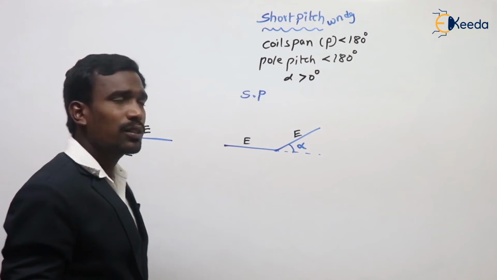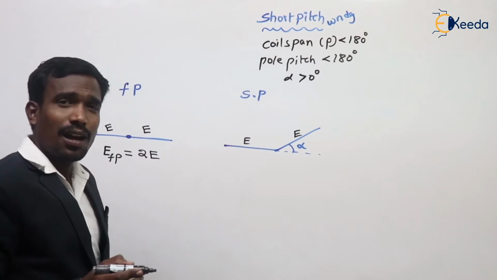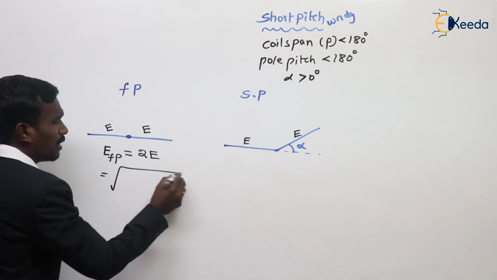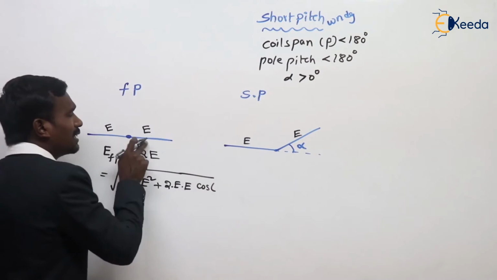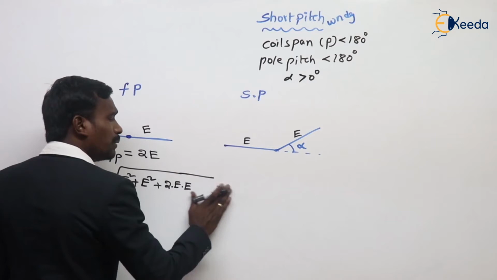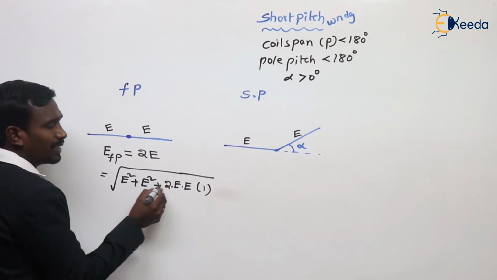Sir, if I do it in vector, then what is the answer? Let's do it in vector also: square root of E1 square plus E2 square plus 2 E1 E2 cos theta. What is the angle between these two? 0. What is cos 0? Cos 0 is 1. So E square plus E square plus 2E square, that is 4E square.